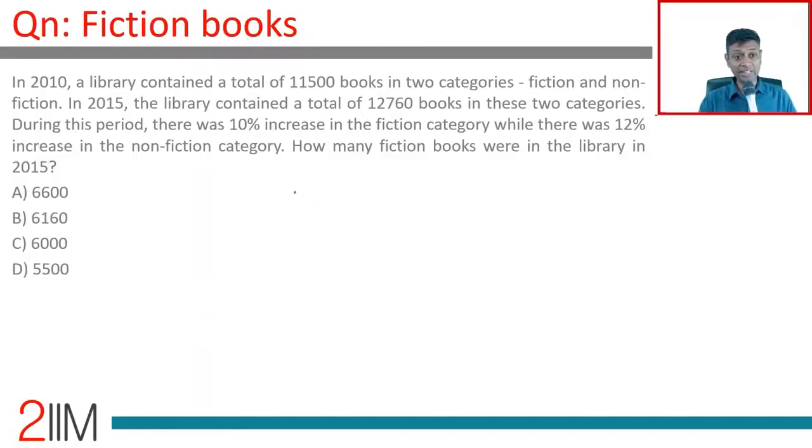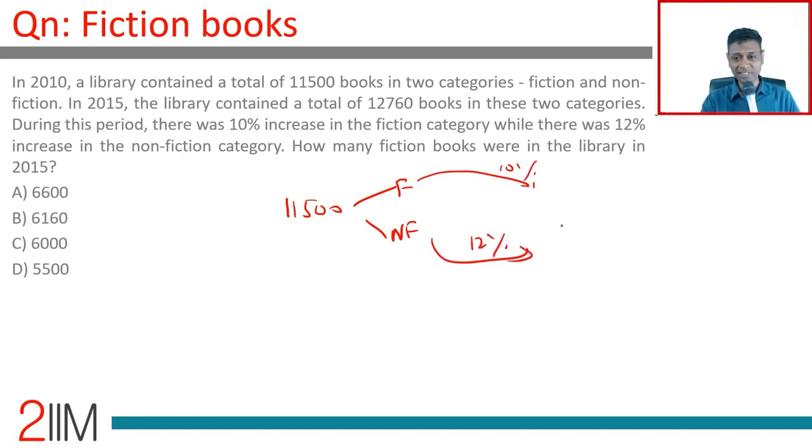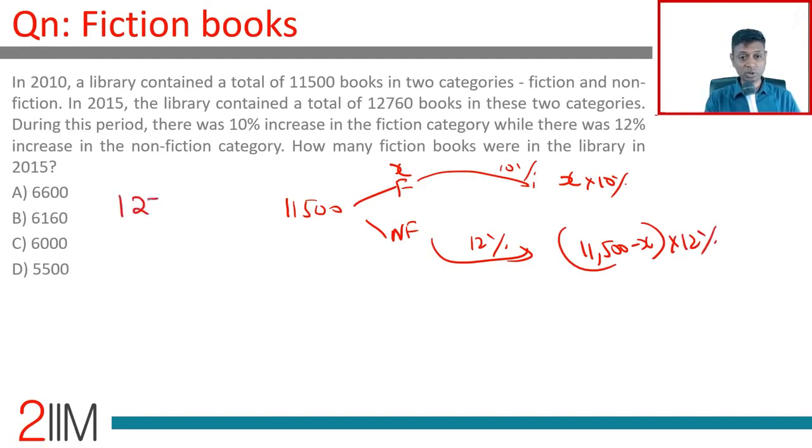Keep that in mind. In 2010, the library contained 11,500 books in 2 categories, fiction and non-fiction. In 2015, the library contained 12760. During this period, there was a 10% increase in fiction and a 12% increase in non-fiction. How many fiction books were there in 2015? Very simple. Let's call this X. X into 10%, plus 11,500 minus X into 12%. This is 12760 minus 11500. That's the increase, 1260.